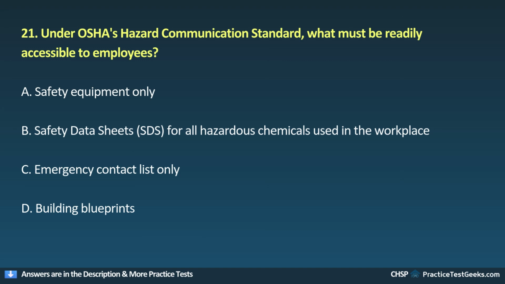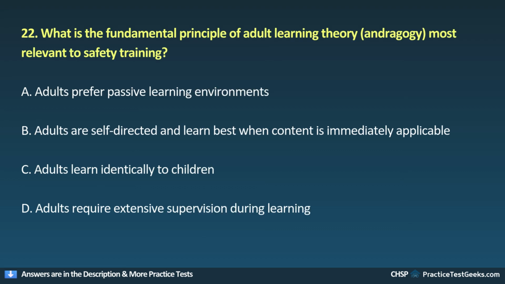C. Emergency contact list only. D. Building blueprints. 22. What is the fundamental principle of adult learning theory and andragogy most relevant to safety training? A. Adults prefer passive learning environments. B. Adults are self-directed and learn best when content is immediately applicable.